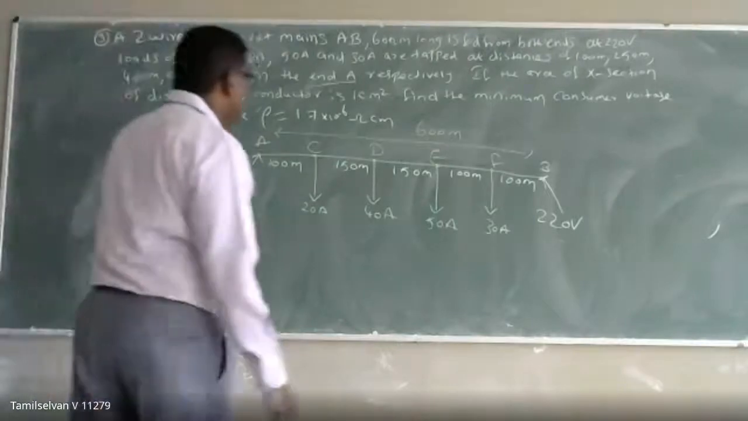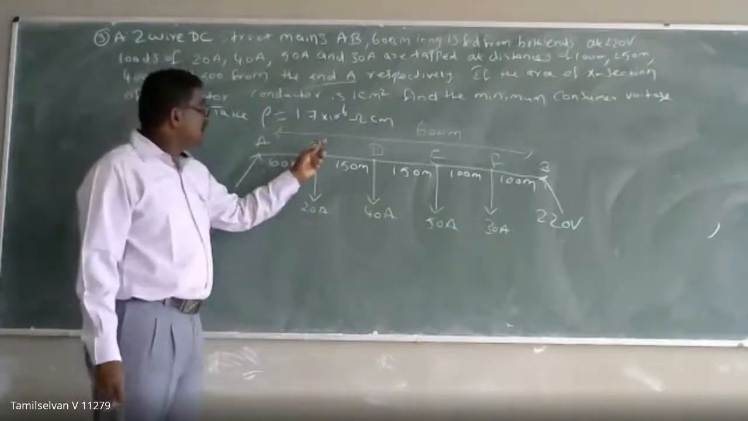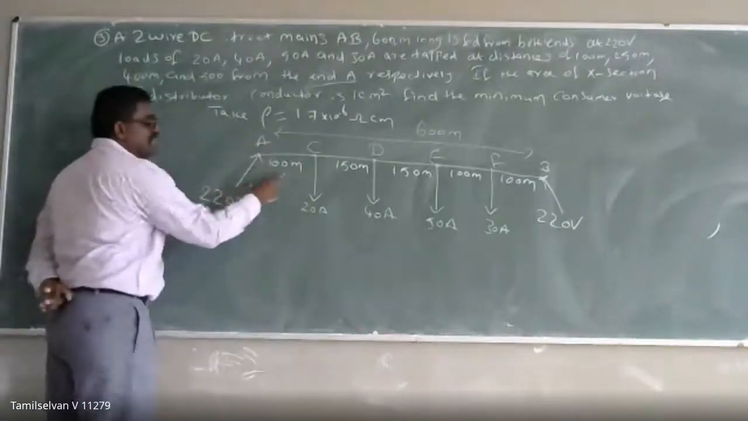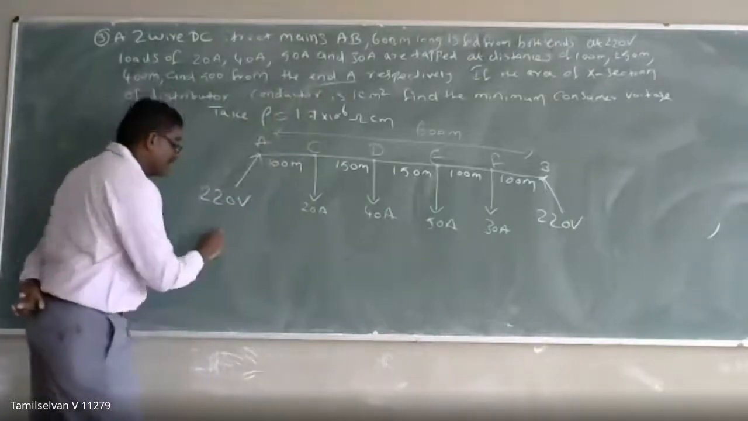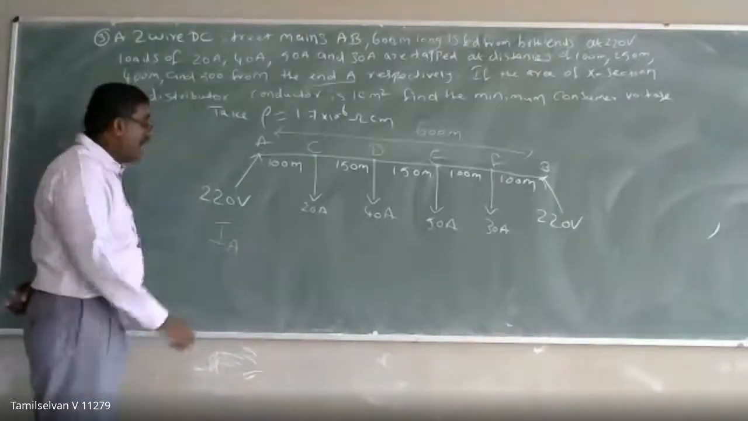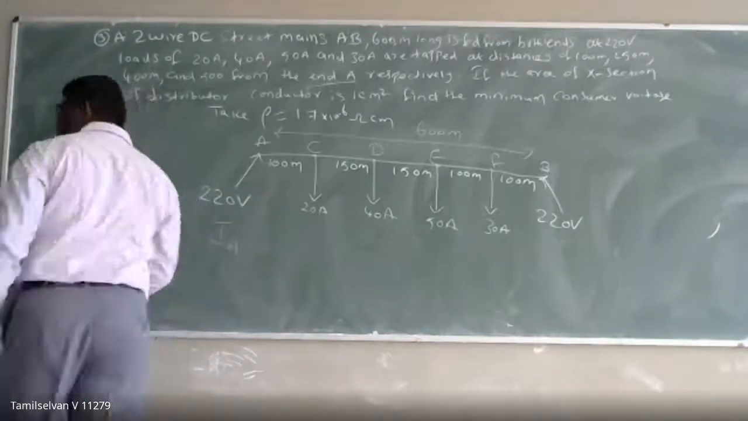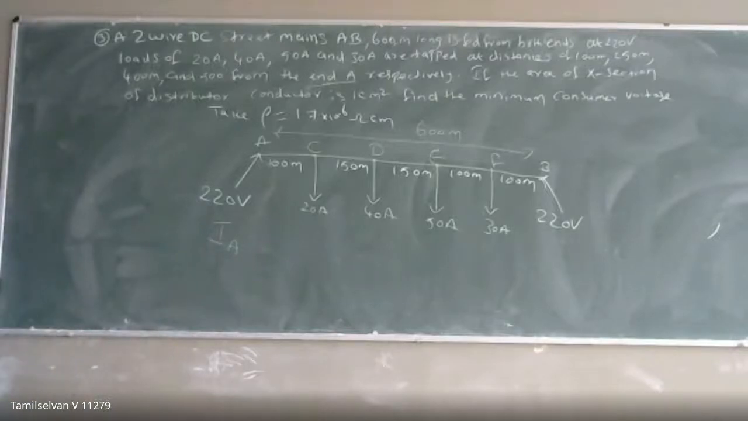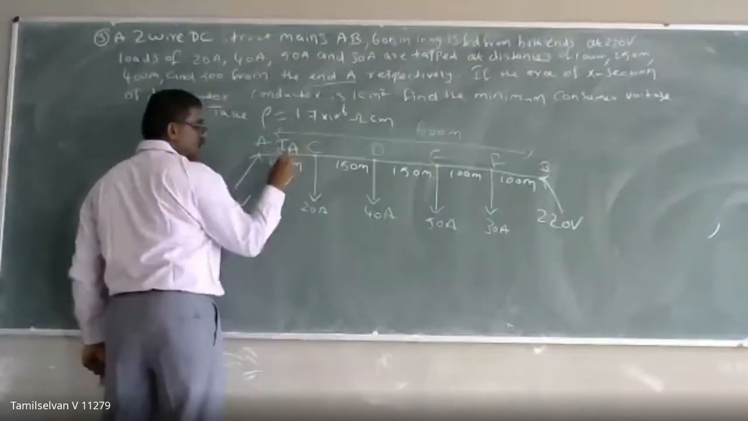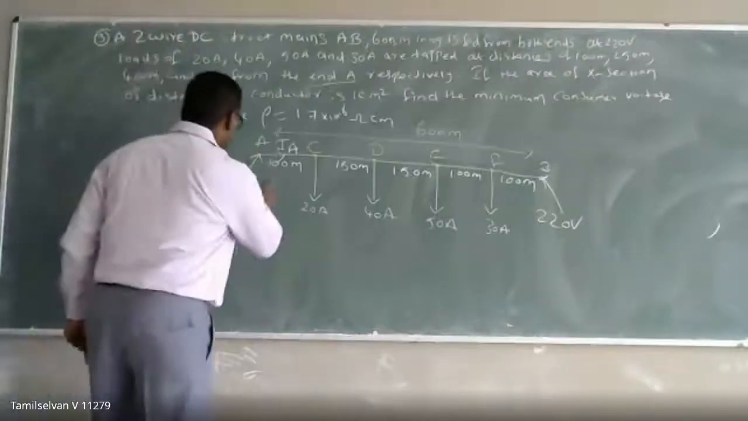So if you know the current in each and every section, then only we can calculate the potential at C, D, E, and F. So for that, since they are given the distance from A, I am assuming IA is the current supplied at the A point. It means the current flowing through the section from A is my IA current.